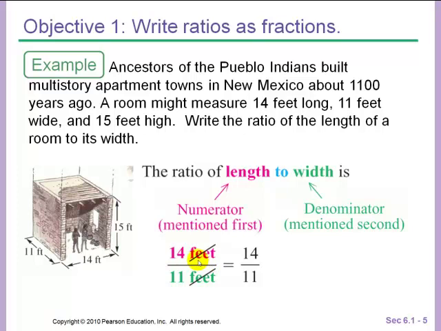You should try to simplify your ratios. However, you do not write them as mixed numbers. So 14 over 11 cannot be simplified, so we just leave it as is. You absolutely cannot write it as a mixed number. Ratios must be written as fractions.